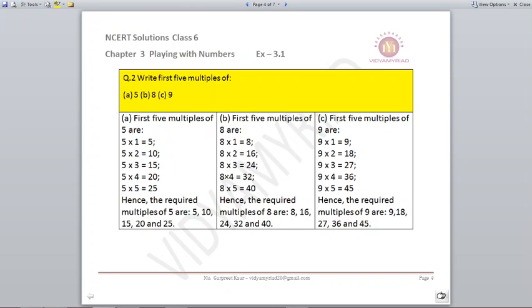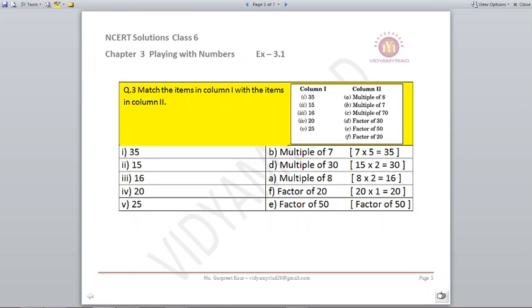Same way 5 multiples of 8. So just write down 8 table till 5. You will get 8, 16, 24, 32 and 40. And last is 9. So you need to remember 9 table till 5. So 9, 18, 27, 36 and 45 are the required multiples. So children, you should know the tables very well.